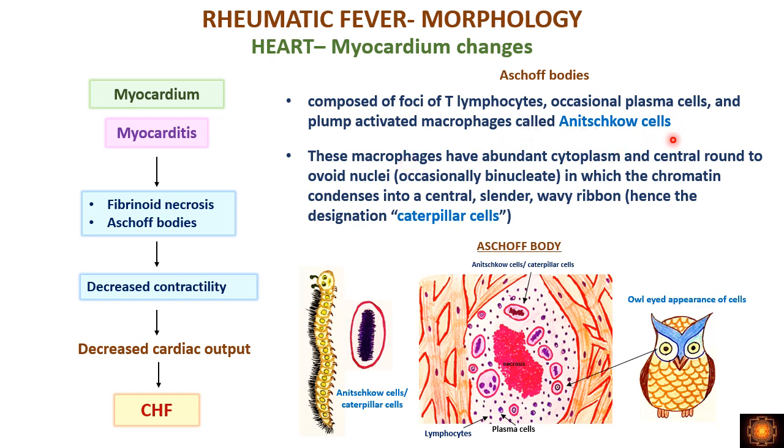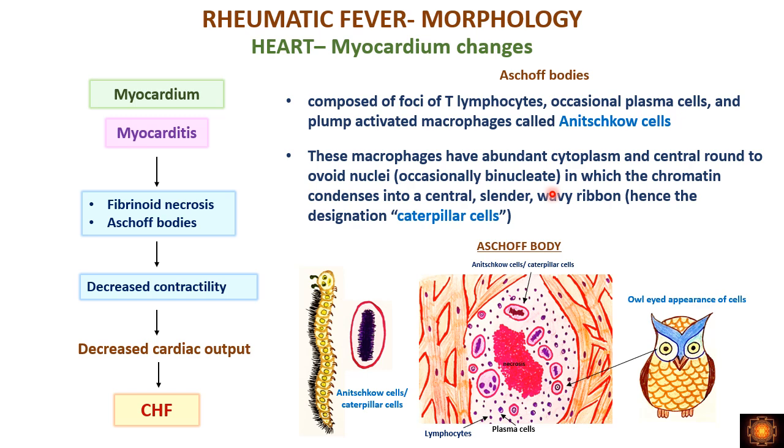So these macrophages have abundant cytoplasm. You are seeing here, these are the macrophages which have abundant cytoplasm, but the nucleus is ovoid and the chromatin is condensed in the center. You see this is that Anitschkow cell, and the chromatin is condensed in the center and slender, wavy, and appears like a caterpillar. So hence it's also called a caterpillar cell. And when we see the cut section, they resemble an owl eye. So these cells have the owl-eyed appearance also, and some of them can be binucleated also.